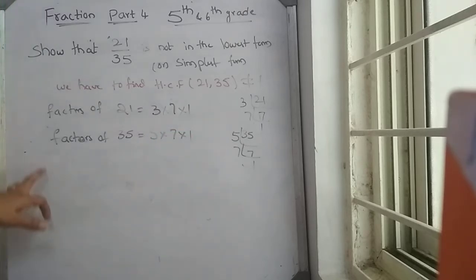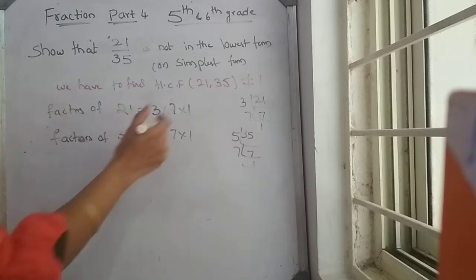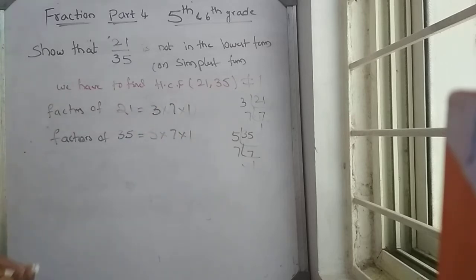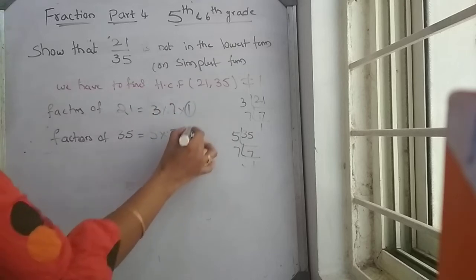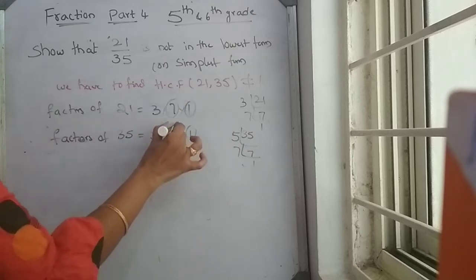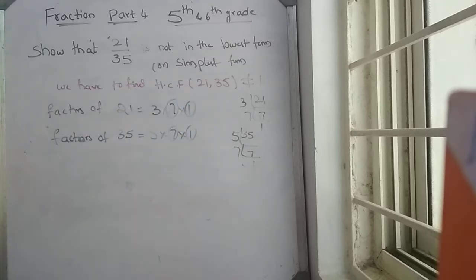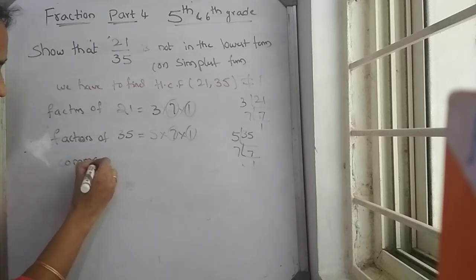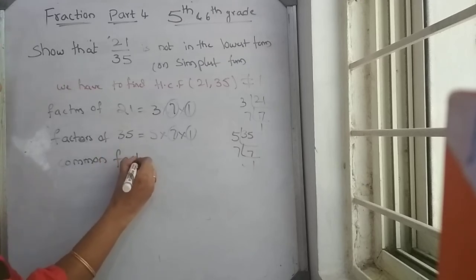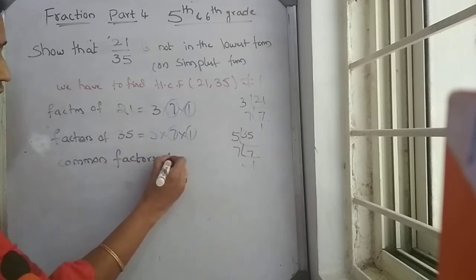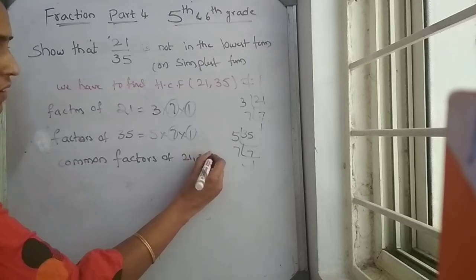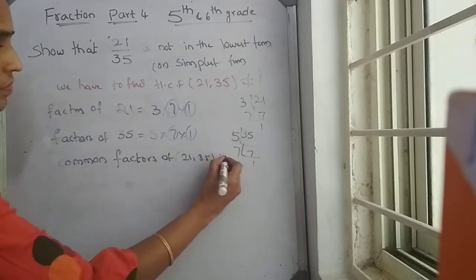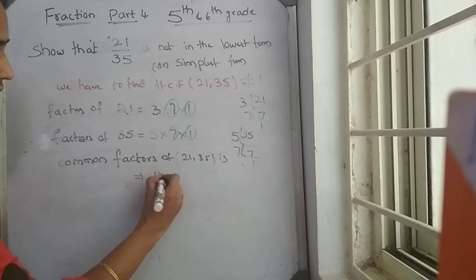See, observe here, common factors, what are those? 1, what are the common factors here? 1, here 1, 7, 7. We have 2 common factors here. So common factors of 21, 35 are 1 and 7.